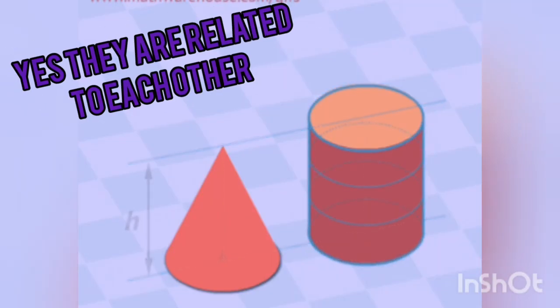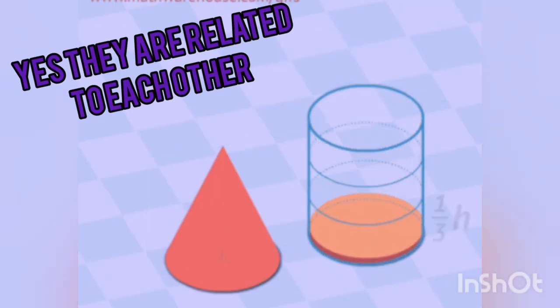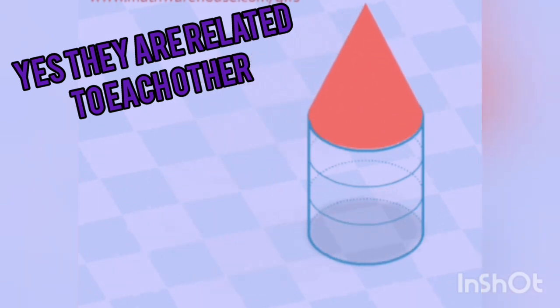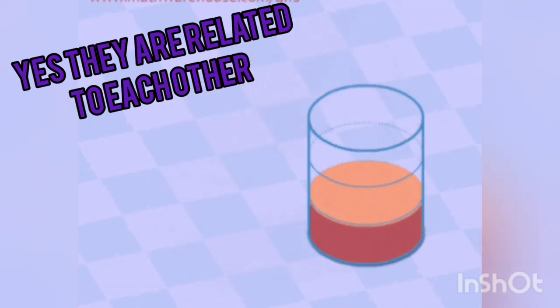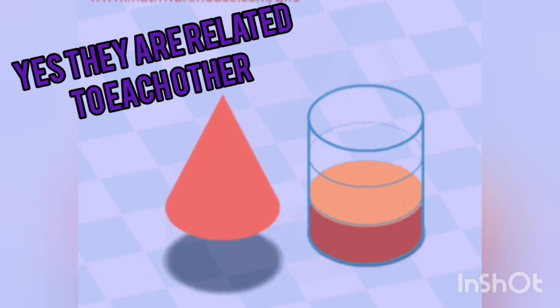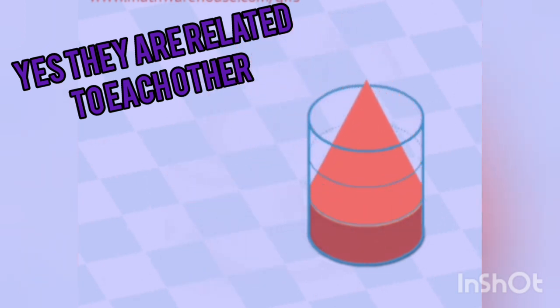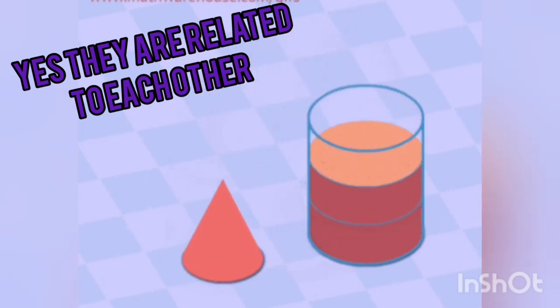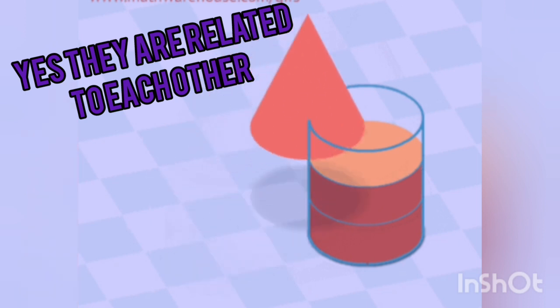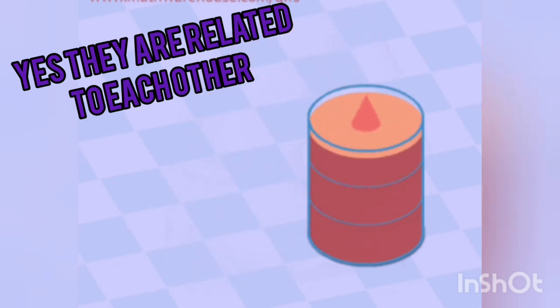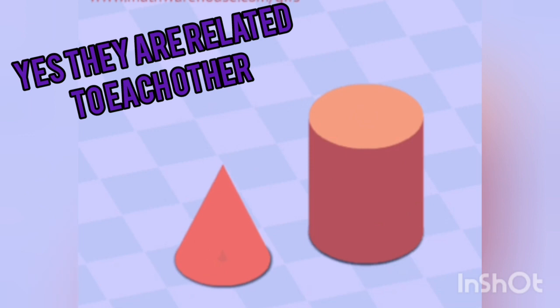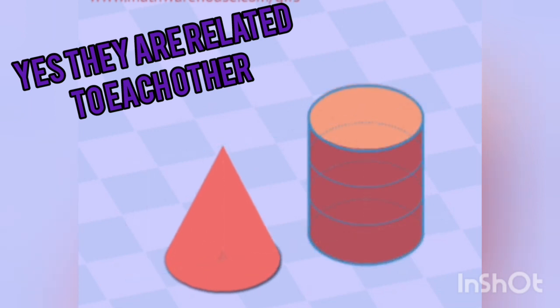The relation between volume of cone and volume of cylinder, we need to take one cone and one cylinder of same radius and height. We can see here that one cylinder will be filled by the 3 volumes of cone. Hence, the volume of cylinder will be equal to 3 times the volume of cone.